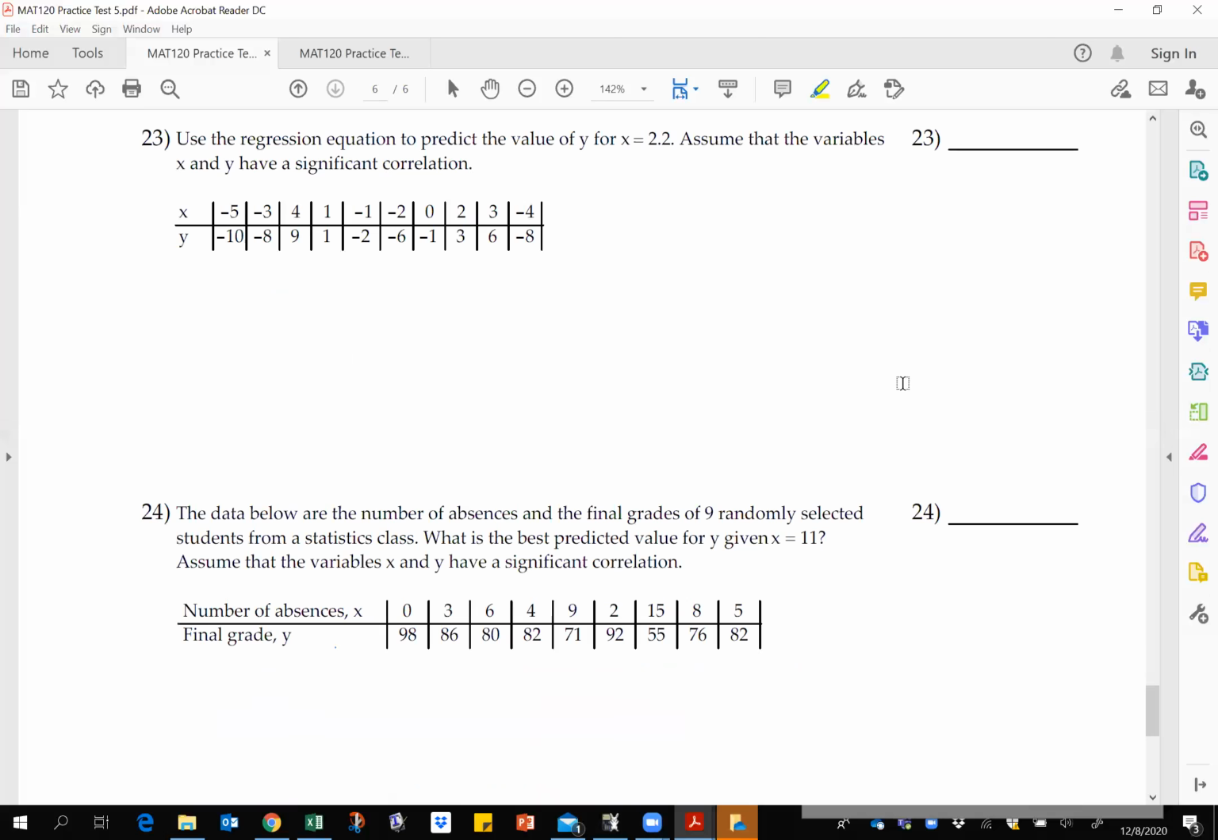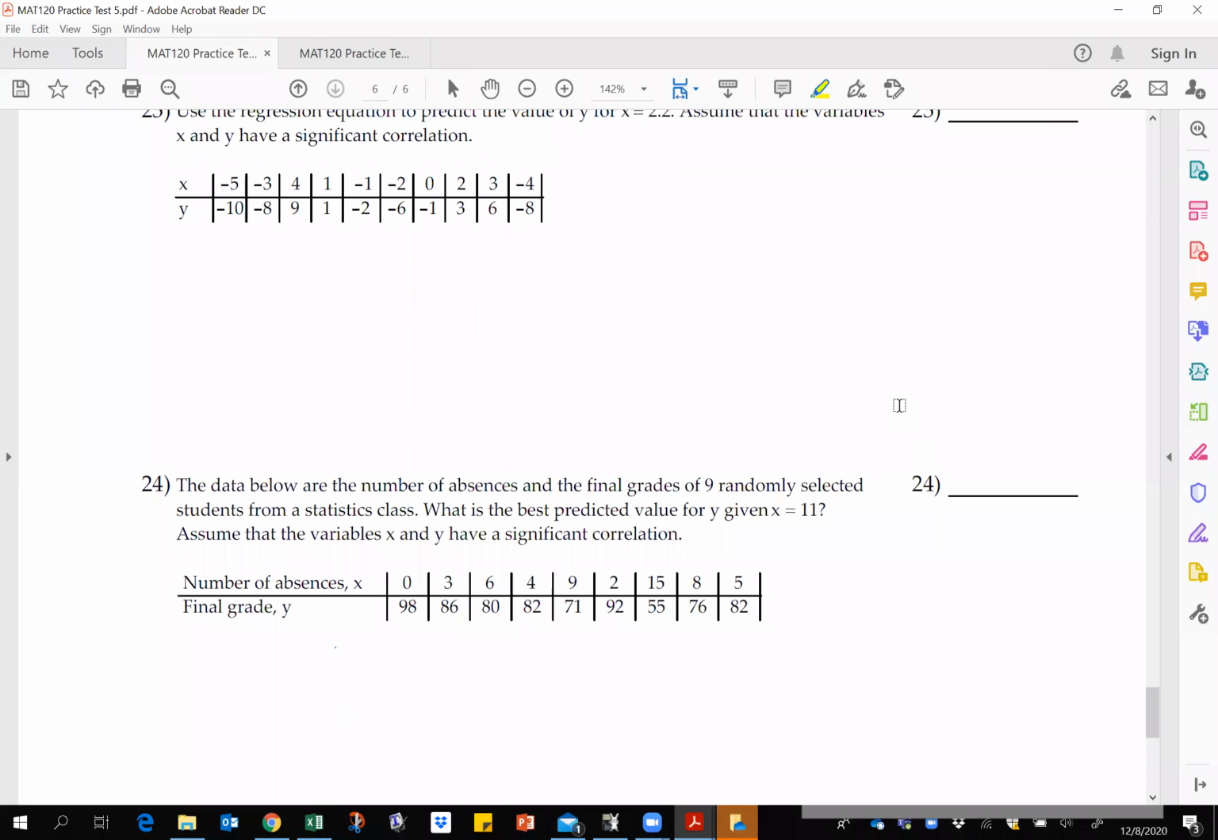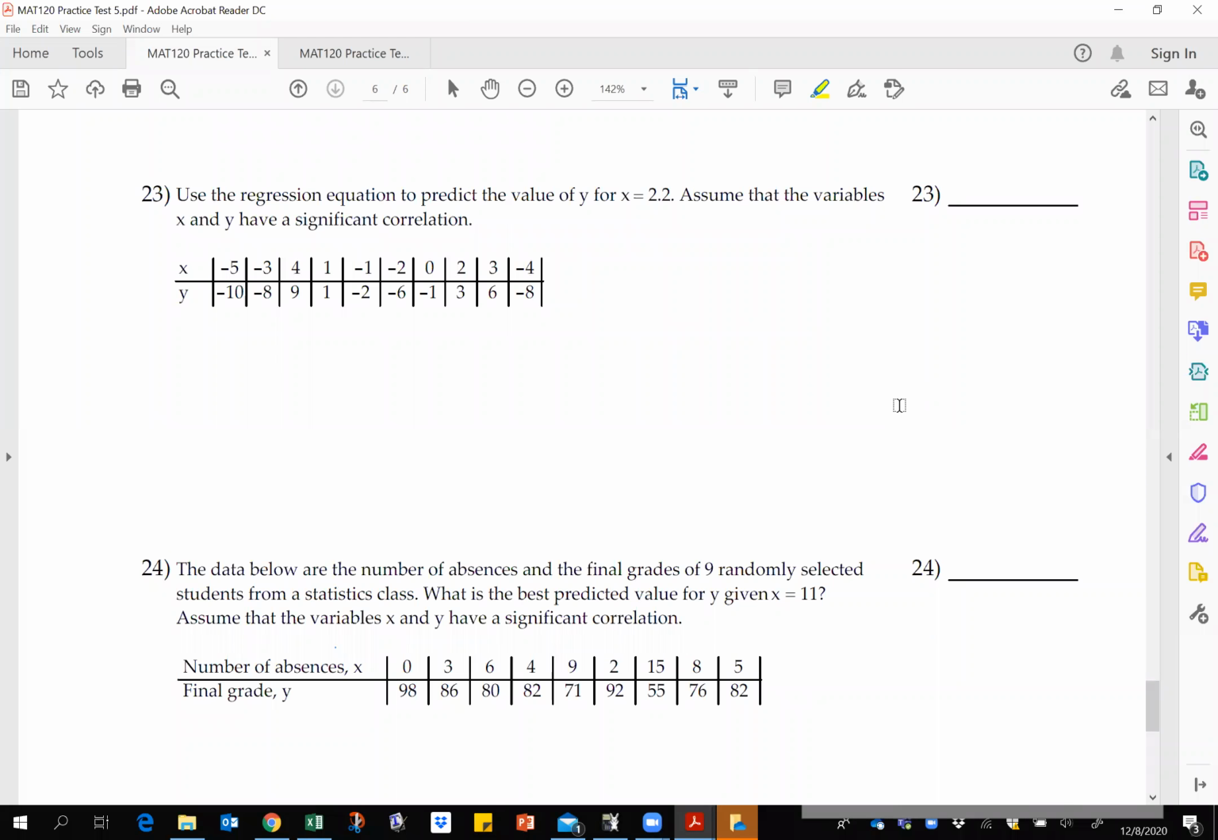We now will go ahead and take a look at 23 and 24. These would be the last 2 that we do. And here it says, use the regression equation to predict the value for y when x is 2.2. It's more or less the same thing we just did a moment ago, but before we can do that, we first need to come up with the regression equation, which is y equals ax plus b.